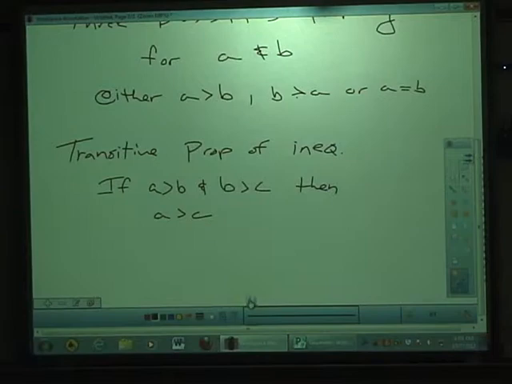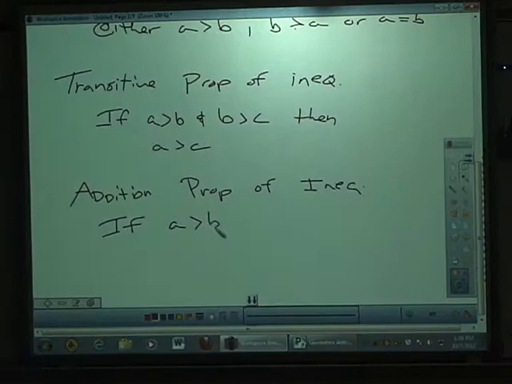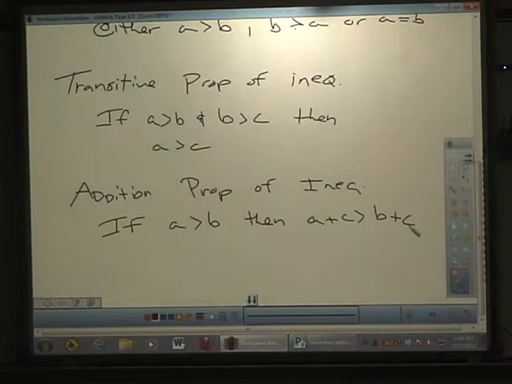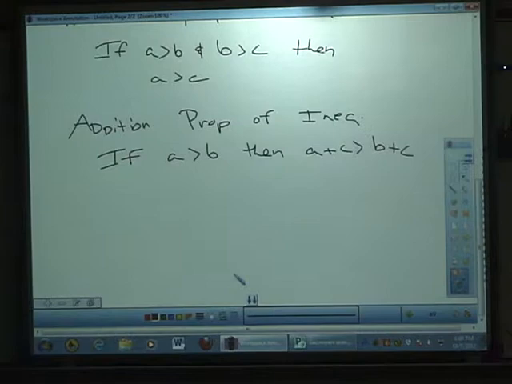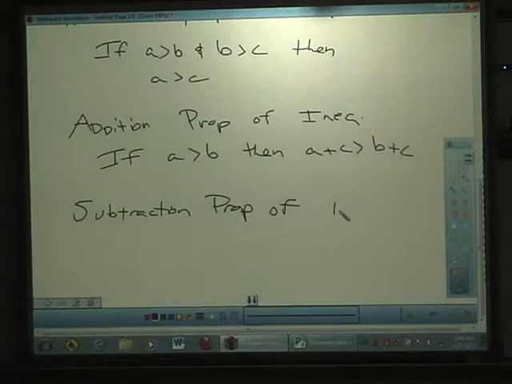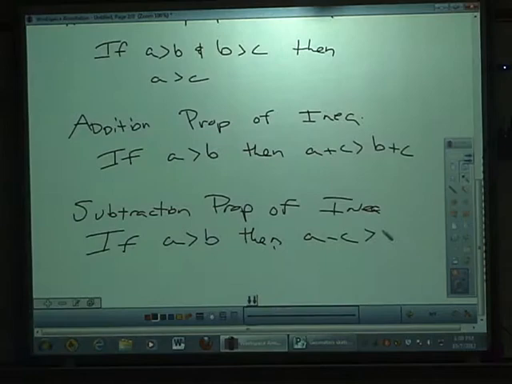We also have, again, very similar to what we had before, addition property of inequality, which says if A is greater than B, then if you add the same thing to both sides, A plus C will also be greater than B plus C. Very similar to the property we already had. If we have addition, then we probably have subtraction, exactly. The subtraction property of inequality, almost identical, just says if A is greater than B, then A minus C is greater than B minus C.